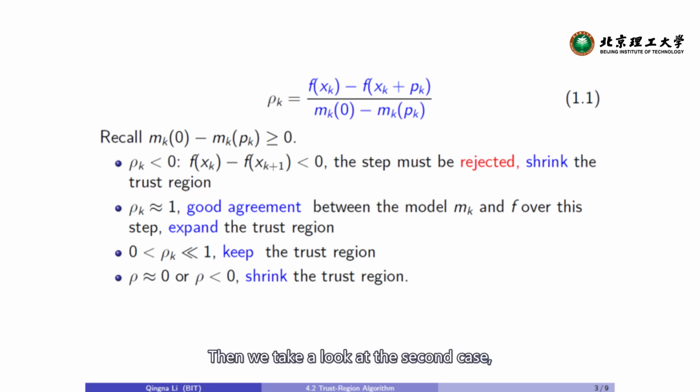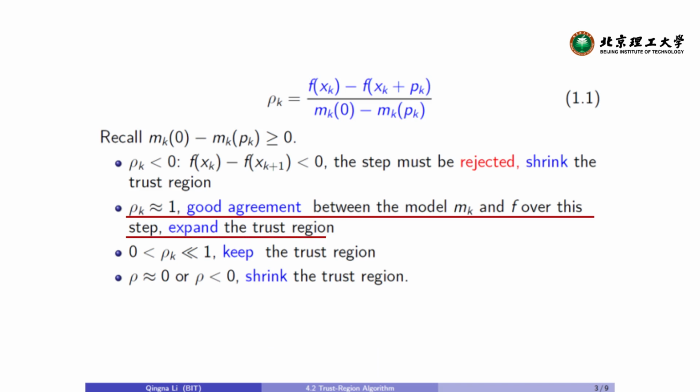Then we take a look at the second case, rho k approximately equal to 1. In this case, the numerator and the denominator are comparable. In other words, there is a good agreement between the model function and the original f. In this case, we can fairly expand the trust region a little bit. So we enlarge the trust region radius.